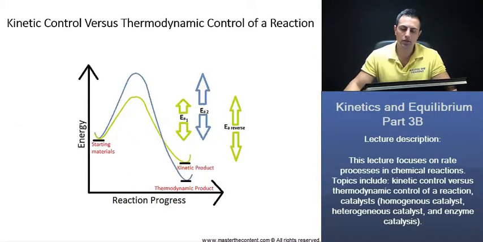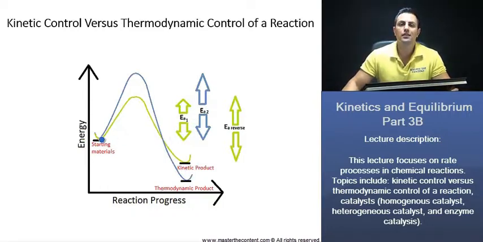Okay, now let's talk about kinetic control versus thermodynamic control of our reaction. Any reaction can take more than one pathway to give more than one product. For example, let's just say our starting materials here can give us a kinetic product and a thermodynamic product. The kinetic product is always going to be the faster one, and it's the one with a lower activation energy.